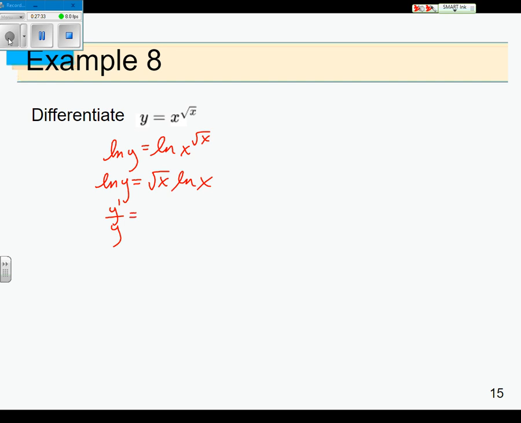This is where I lose a lot of people, especially on the upcoming assessments. I give them a couple of these, and they just throw all of their differentiation rules out. I have the product of two functions of x, so I have to use my product rule on this part: derivative of the first times the second plus the first times the derivative of the second.